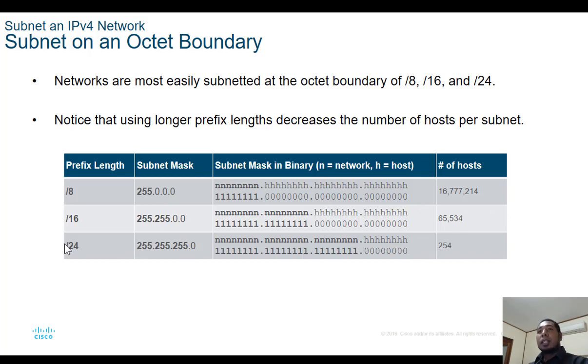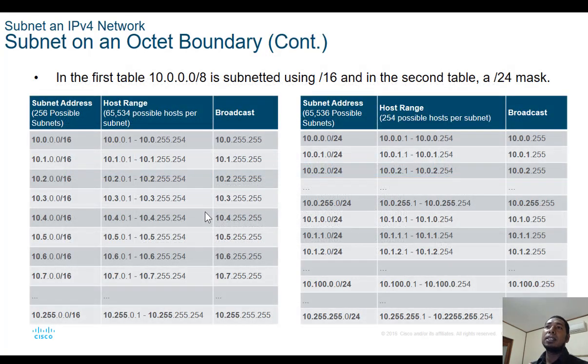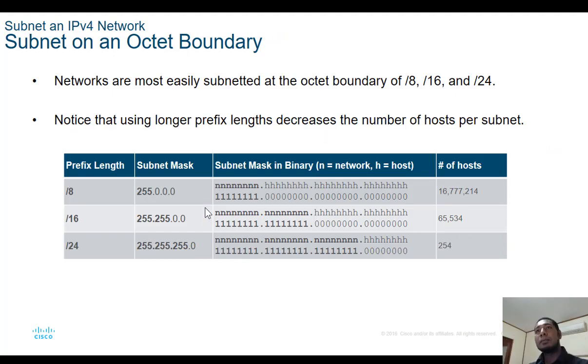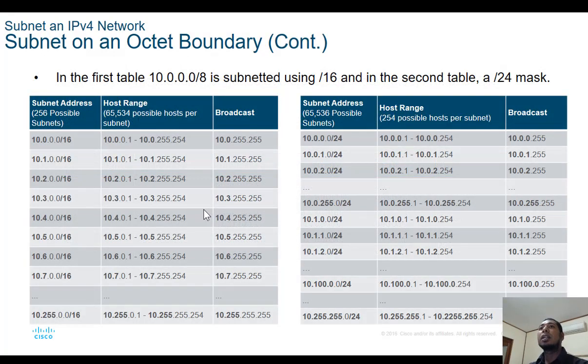Okay, and it applies to /16 and /24 as well. So that's basically an overview of subnetting based on an octet boundary. Let's look at the first table, 10.0.0.0/8, which is subnetted using /16, and in the second table we have a /24 mask.